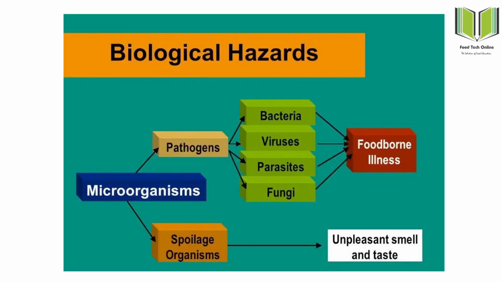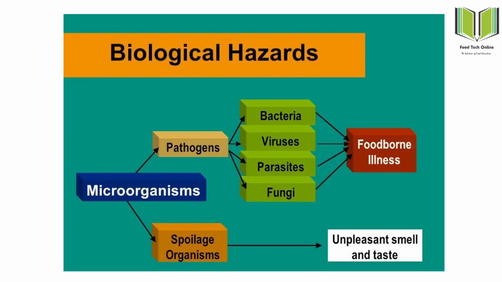I have mentioned what types of pathogens or spoilage organisms there are. There are two types, and the pathogens are sub-classified into bacteria, viruses, parasites, and fungi, which may lead to foodborne illnesses. Other factors we may consider may not cause a health hazard to a great extent, but may lead to spoilage of the food commodity.